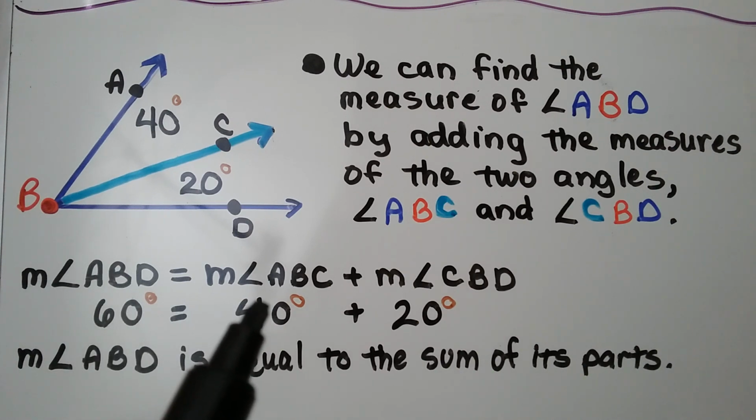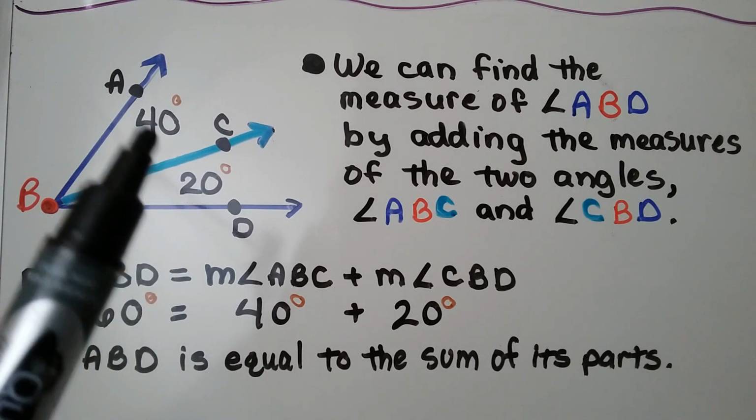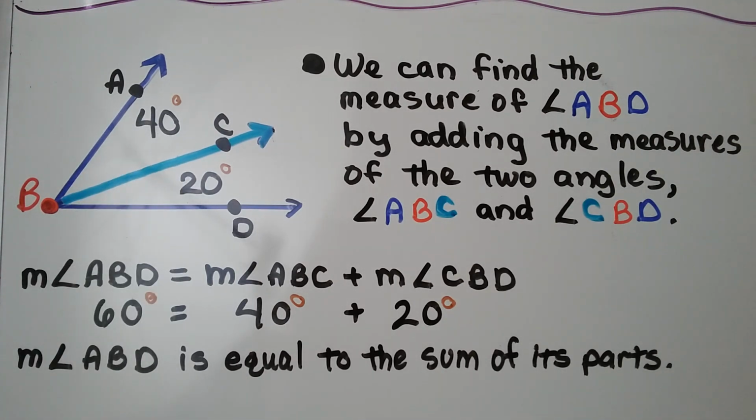We have a 40 degree and a 20 degree angle. We add them, we get 60 degrees. And the measure of angle ABD is equal to the sum of its parts. It has two parts, two lesser angles that are within it.